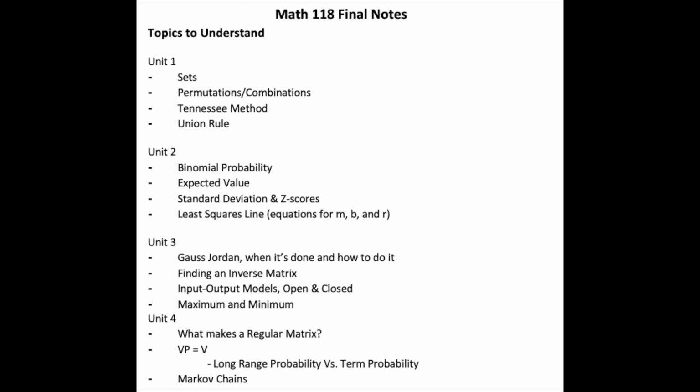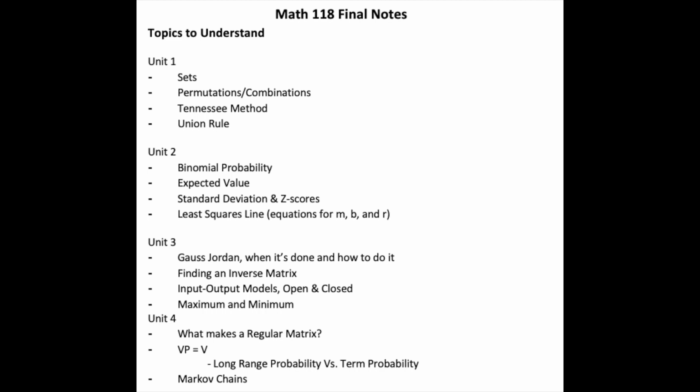Okay, so from Unit 1, you have sets. You need to have a good understanding of sets, subsets, all that. And then permutations, combinations. We're going to do some work with that here today, as well as the Tennessee method. Make sure you understand the union rule. The union rule is: the probability of A plus the probability of B minus the intersect of the two equals the union of the two. That was what you used with the Venn diagrams a lot of times to find the union area.